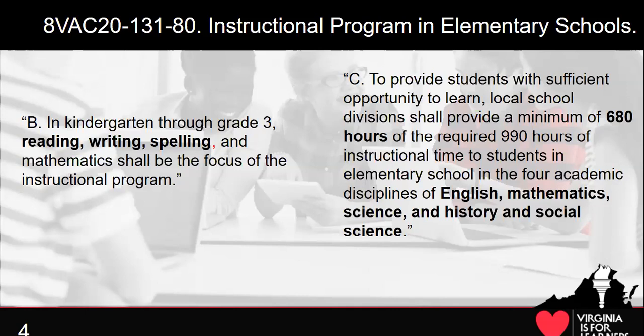And then that 680 hours of the required 990 hours of instructional time for students in elementary school should be focused around the 4 academic disciplines of English, mathematics, science, and history and social science. So if you think about a 6-hour school day, this would be about 3.8 hours across a day focused around these 4 areas. So then you can think about how that breaks down for your community and for your schools and in your classroom.